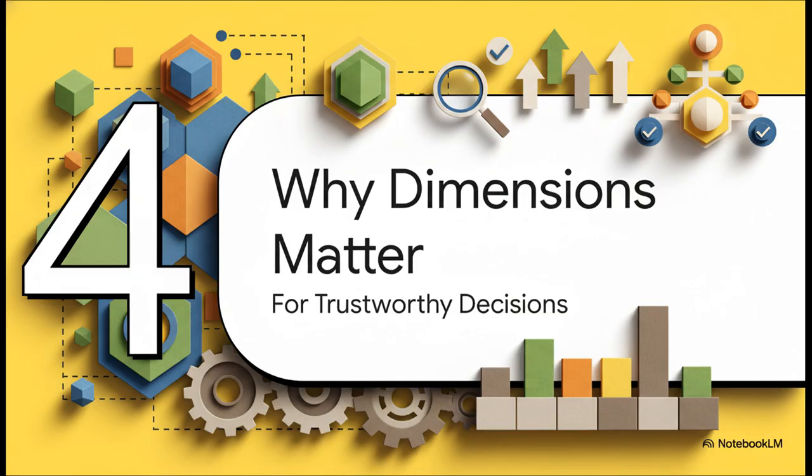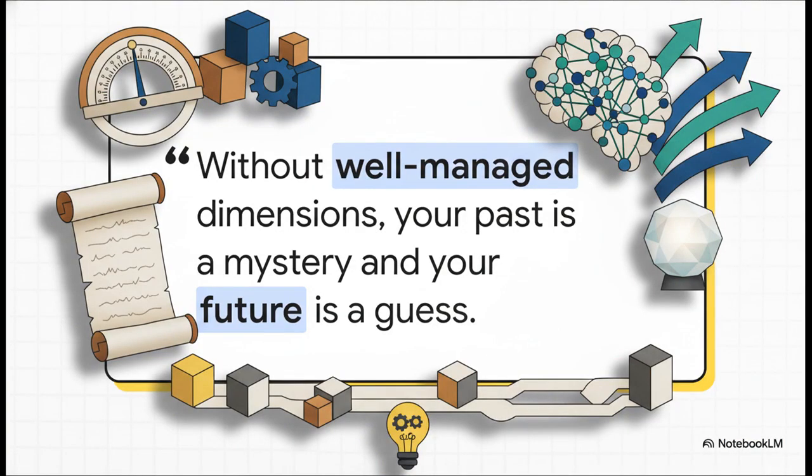So, we've looked at all these different techniques, SCDs, role-playing, junk dimensions, but let's zoom out. Why does any of this stuff actually matter? Because it's not just about being organized, it's about whether you can actually trust your own data to make good decisions. This quote just nails it perfectly. If your dimensions are a mess, if you can't accurately report on what happened last year because you overwrote all your history, then how on earth can you make an intelligent plan for next year? You can't. Good dimensions turn your raw data into real, reliable intelligence.